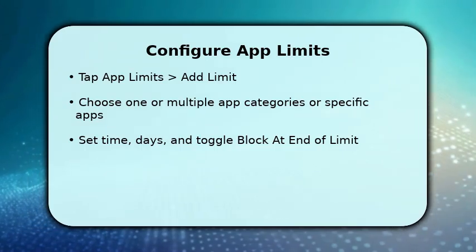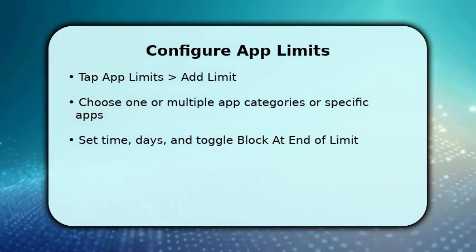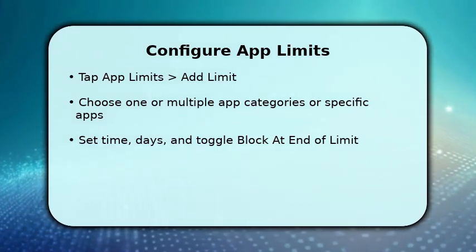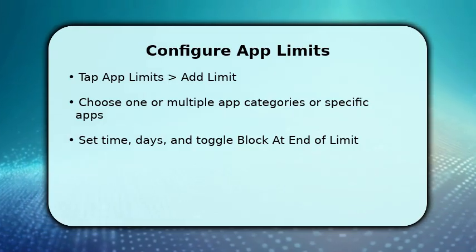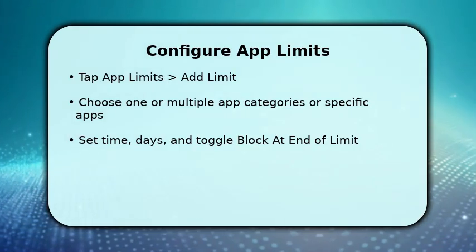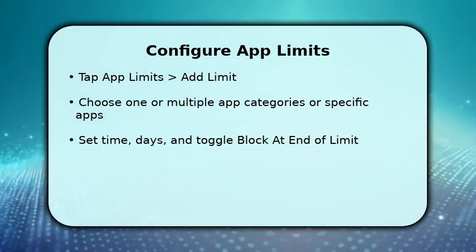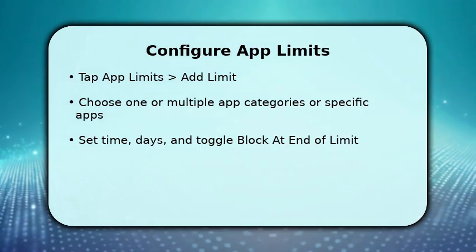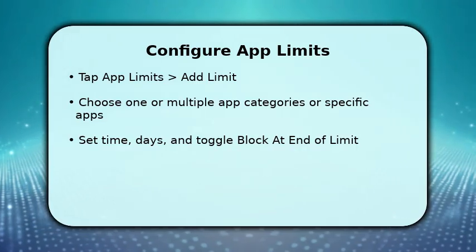Set a daily time allowance and customize which days differ, weekdays versus weekends. Make sure to enable block at end of limit if you want the app to lock instead of just warning you. Once configured, review downtime and always allowed so essential apps remain accessible when needed.